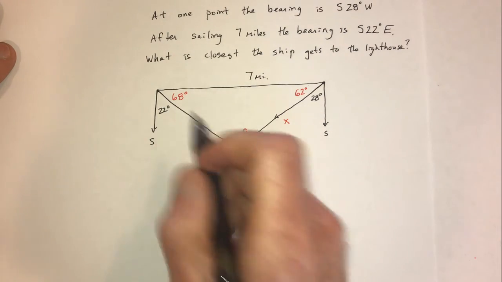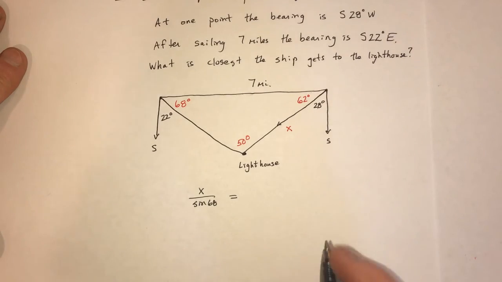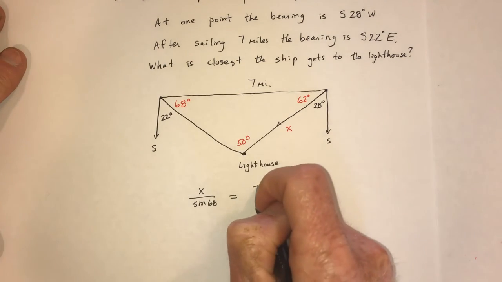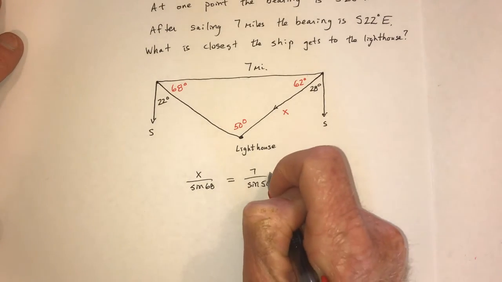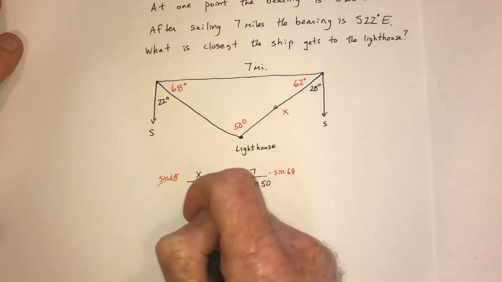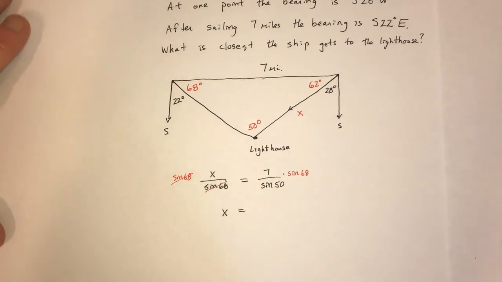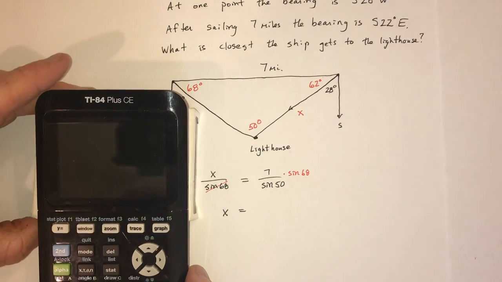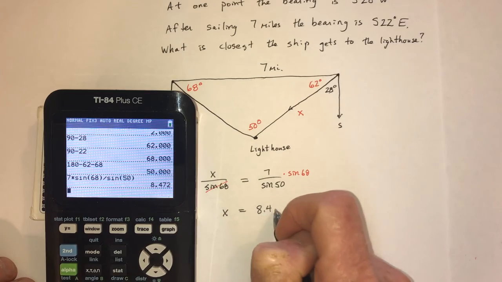So I'd have x over sine of 68 equals 7 over sine of 50. In order to solve for x, multiply both sides by the sine of 68 so that these cancel, and that will be x. So 7 got multiplied with sine of 68, and it's divided by sine of 50. So x is 8.472.